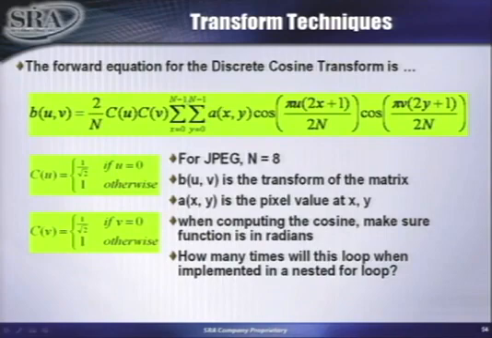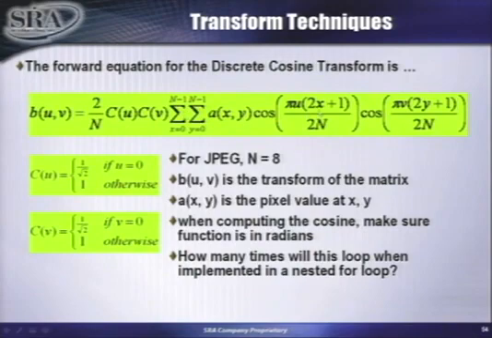How many times is this going to loop? Quickly. How many times? Okay, n squared, which is 64, right? 8 times 8 is 64. So it's going to loop 64 times.